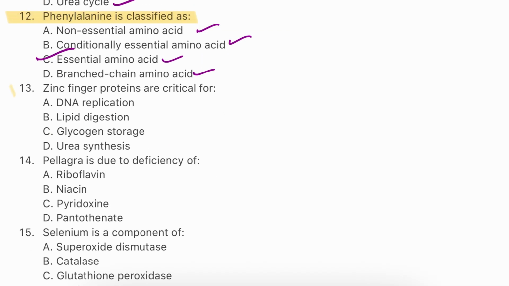Question number 13. Zinc finger proteins are critical for DNA replication, lipid digestion, glycogen storage, urea synthesis. The answer will be A. DNA replication. Zinc finger protein binds DNA, aiding transcriptional regulation.